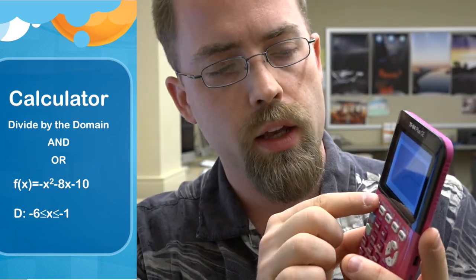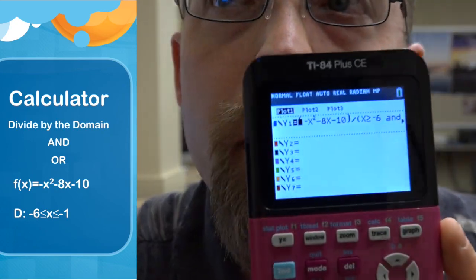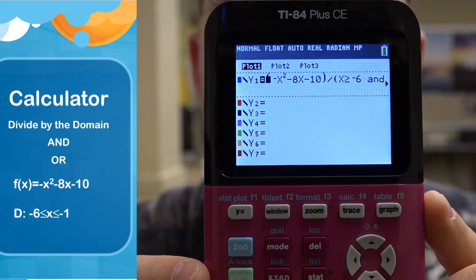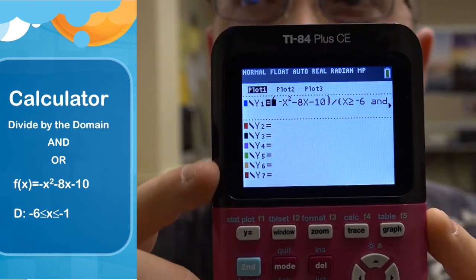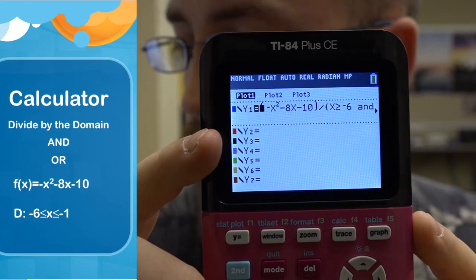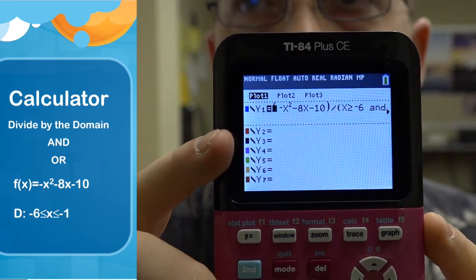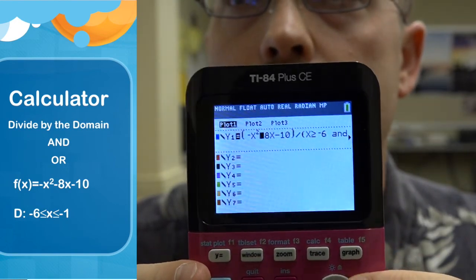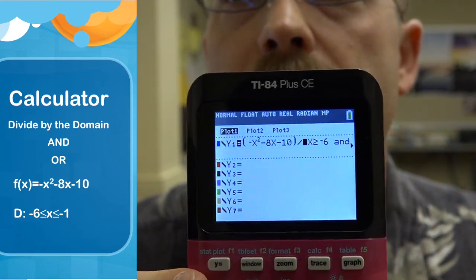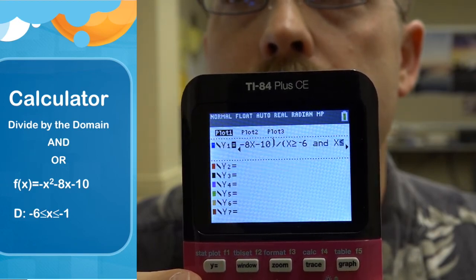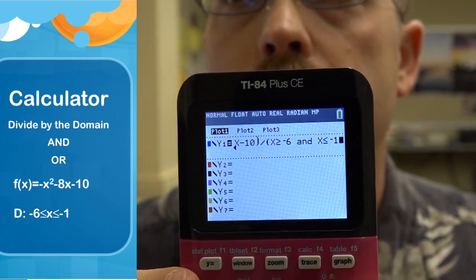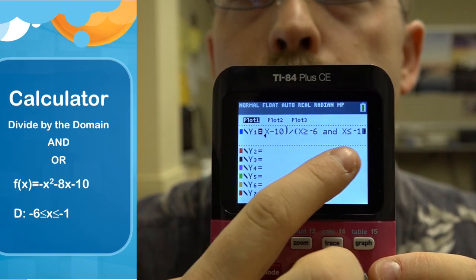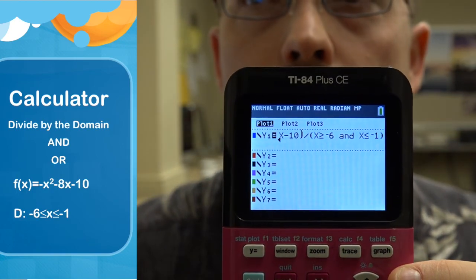How have I done that? What I've done, and let me move in close here, is I've put my function in parentheses. So you can see how my negative x squared minus 8x minus 10 is in parentheses. And then I've divided, of all weird things, by this limited domain. Look at that. Isn't that weird? Again, it's in parentheses. There's parentheses around that whole domain.